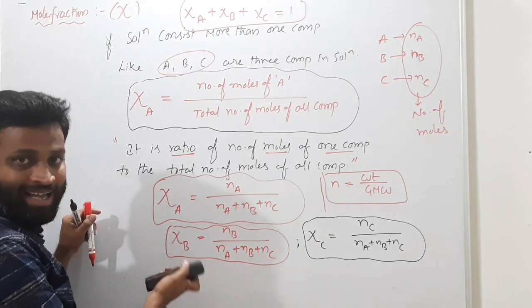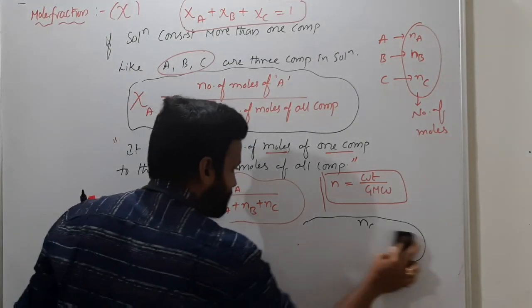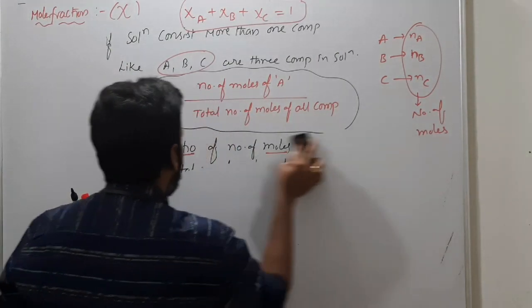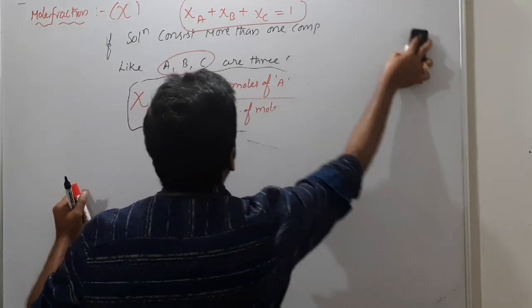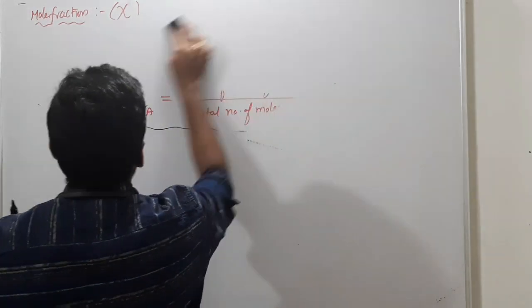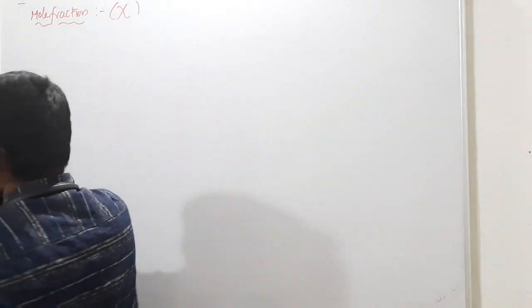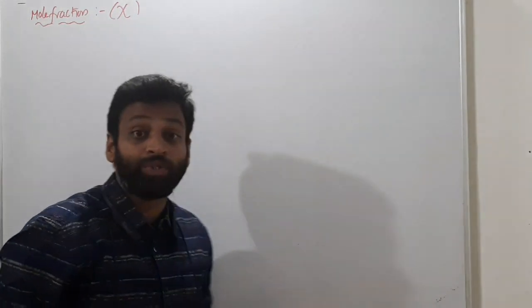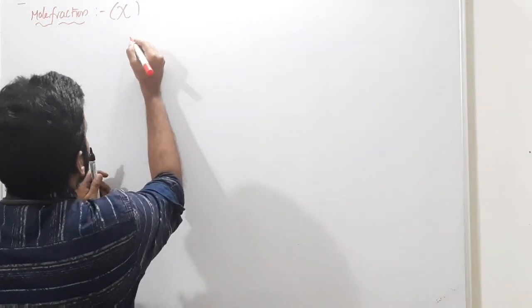So write down all these things, take a screenshot and write down clearly. Otherwise, pause it and write down. Very important. Now I'll give you a few more examples for mole fraction only. Okay? So let's see. What is the mole fraction of a solution if it consists of one solute and a solvent?